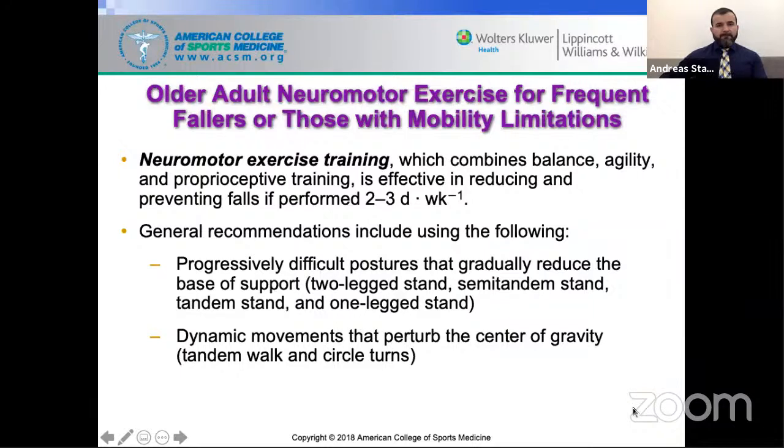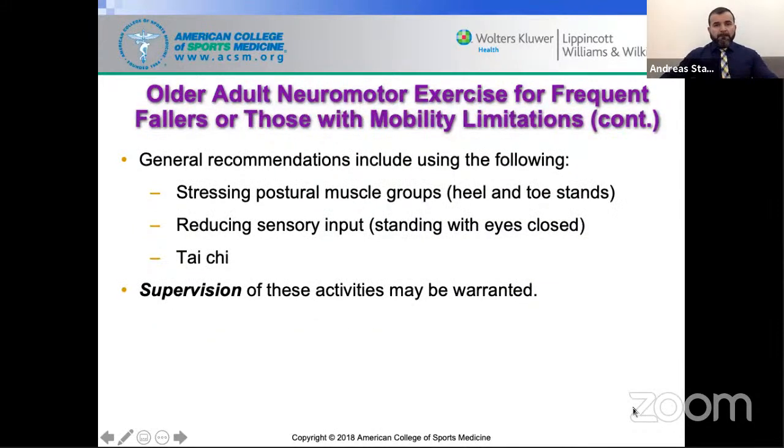2 to 3 days per week for the neuromotor exercise training. Progressively difficult postures, right? 2 leg stand, semi-tandem, tandem, and 1 leg, of course. Center of gravity, that's another thing. You can manipulate that and make it easier or harder for them. Heel to toe, standing with eyes closed, that's really challenging for older adults.